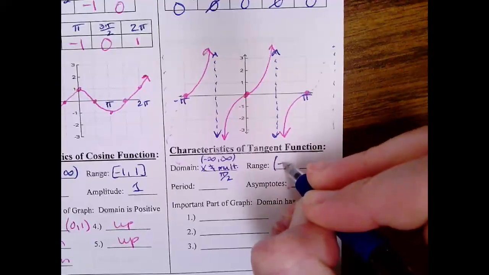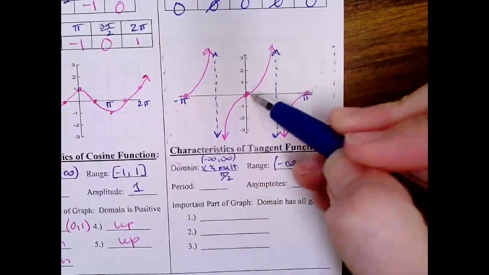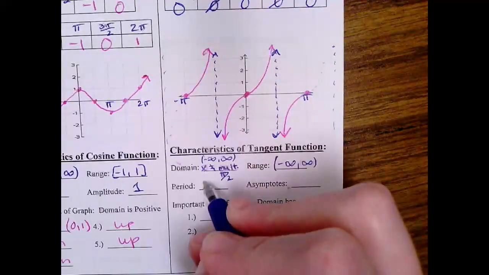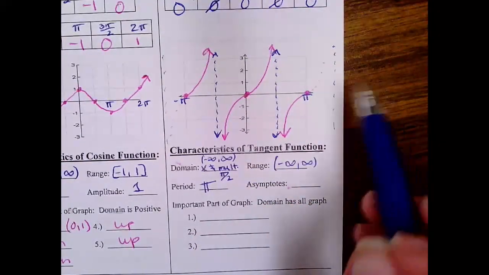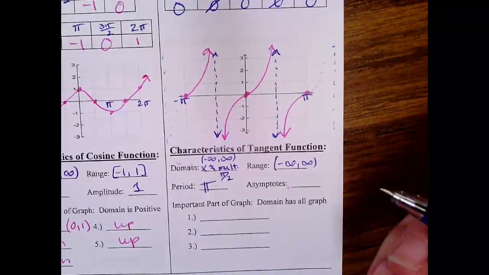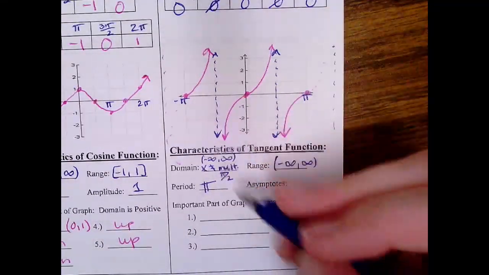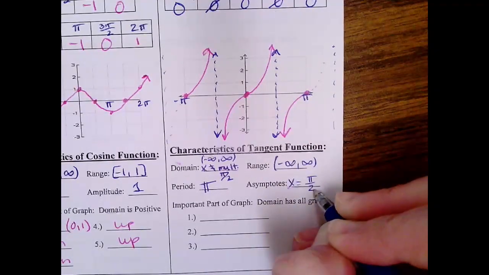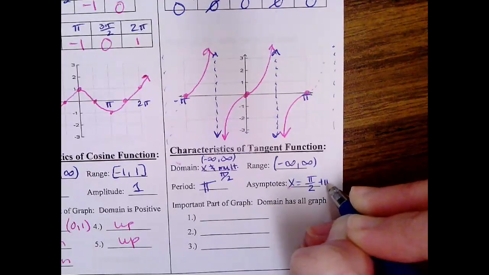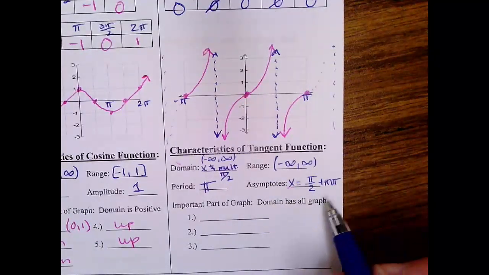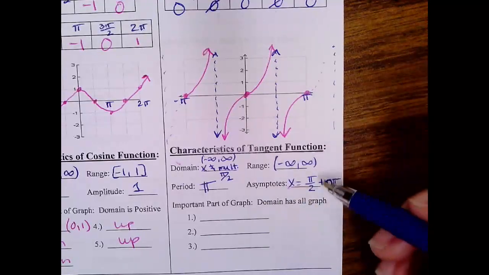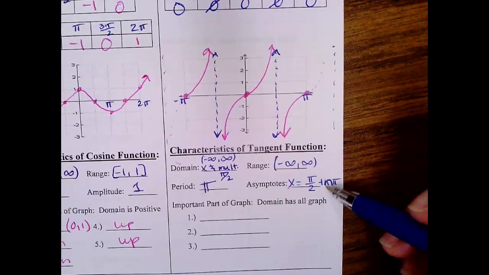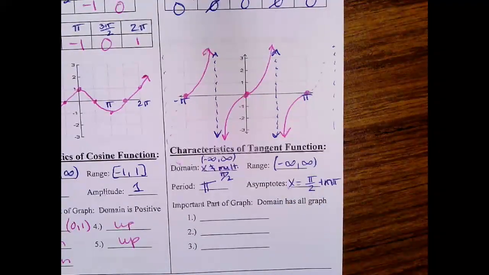The range this time is negative infinity to infinity because we keep going all the way up and all the way down for y. Your period, when does this happen and repeat? It's on intervals of pi instead of 2 pi. And you have asymptotes. You don't have amplitudes because we keep going forever. Your asymptotes are when x equals any pi over 2 multiples, and we say plus n pi. So again, if I have half a pi and I add 1 pi to it, I'm going to have 3 halves pi. If I add 2 pi to it, 5 halves pi, etc.